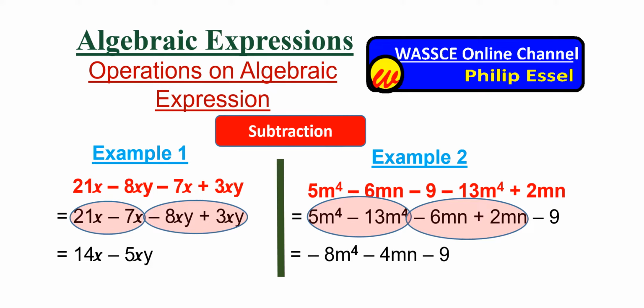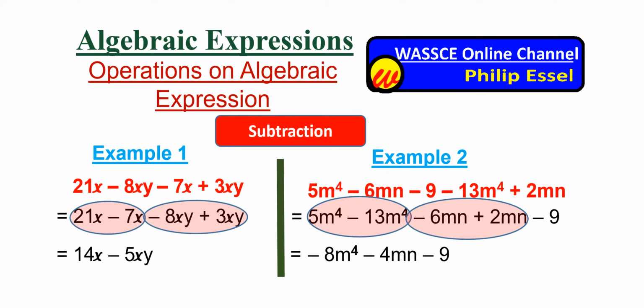So now we have 5m exponent 4 minus 13m exponent 4. That would give us negative 8m exponent 4. Then also our negative 6mn plus 2mn would give us negative 4mn. Then we'll bring our negative 9. At this point, we do not have any like terms, so we leave our final answer as this. As simple as that.